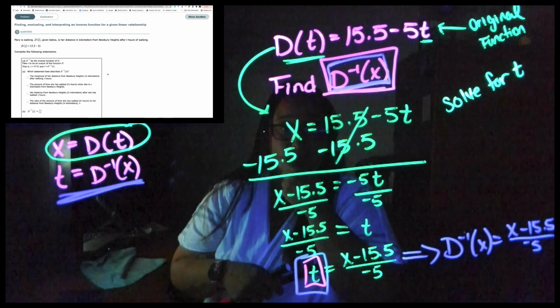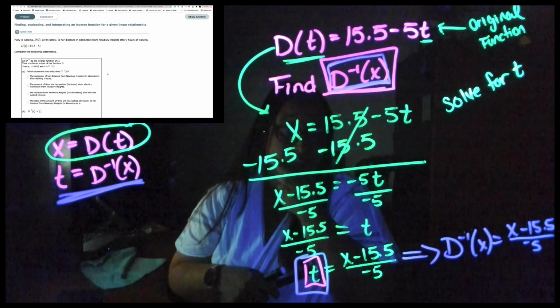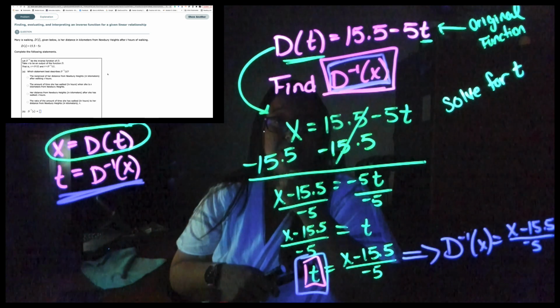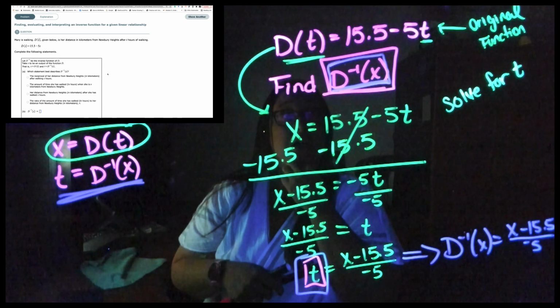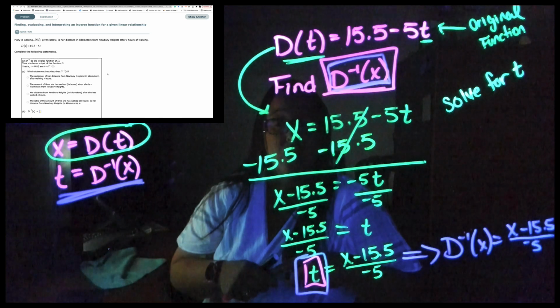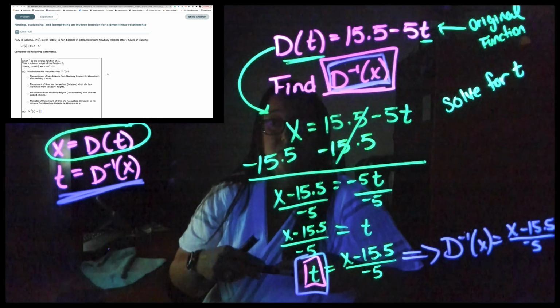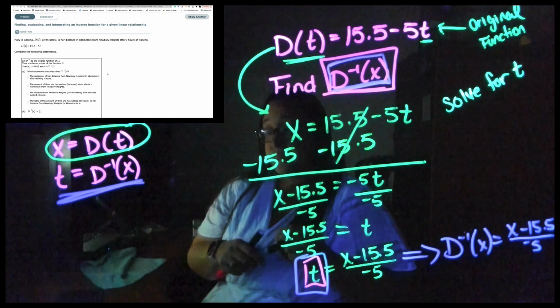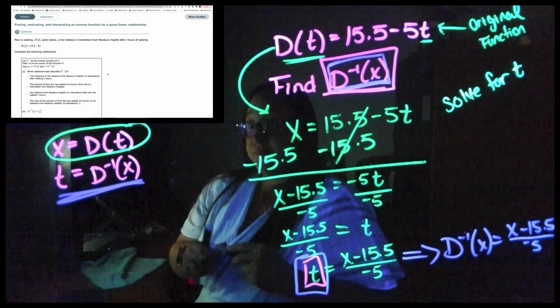I know this looks really straightforward, but it's because I switched my variables to begin with, and I didn't here. So I just kind of left t there. I solved for t, and I replaced t with the inverse function of d of x. Now that takes care of one part of my problem.